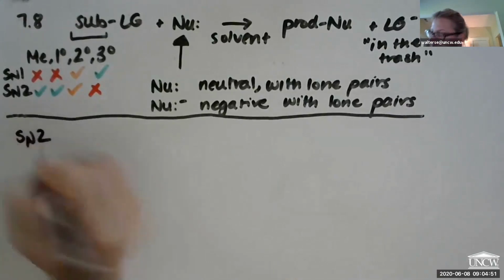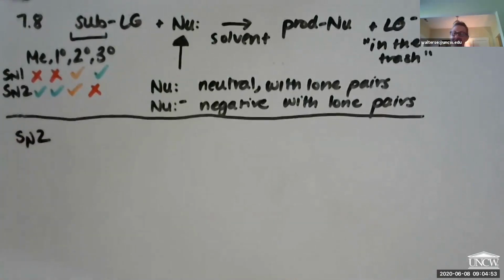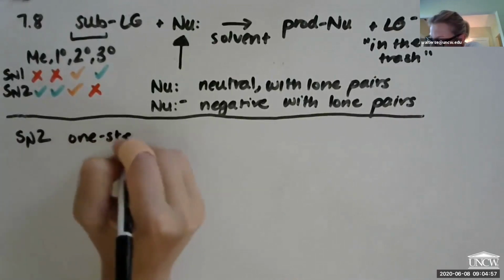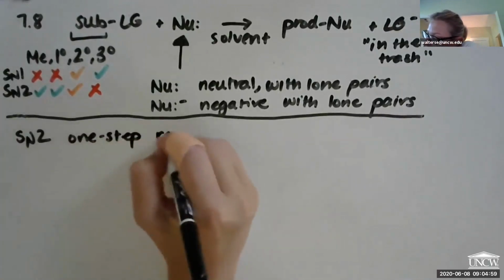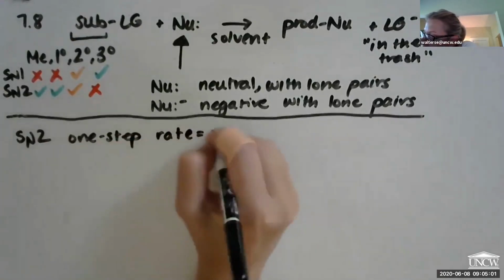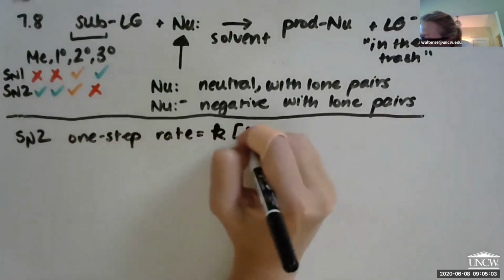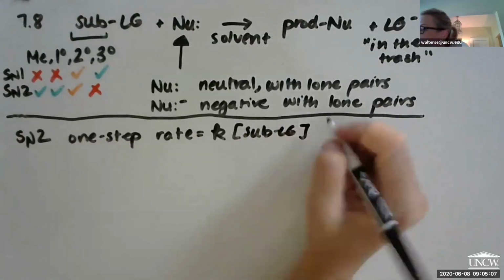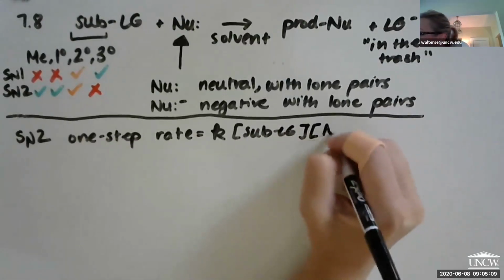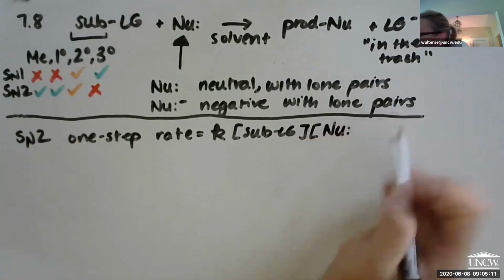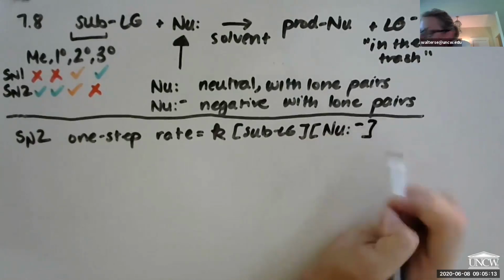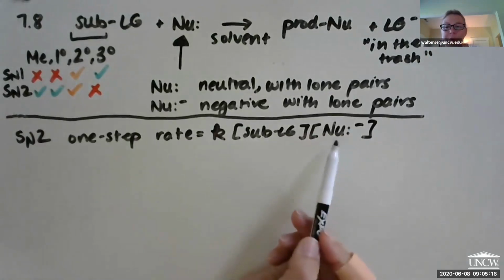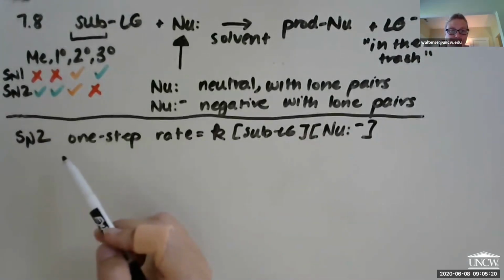Okay, so again, SN2 reactions, these are one step. And the rate of those reactions is equal to a rate constant times the concentration of the substrate that has the leaving group times the concentration of your nucleophile. Now I want you to put a negatively charged nucleophile in your rate law for SN2.